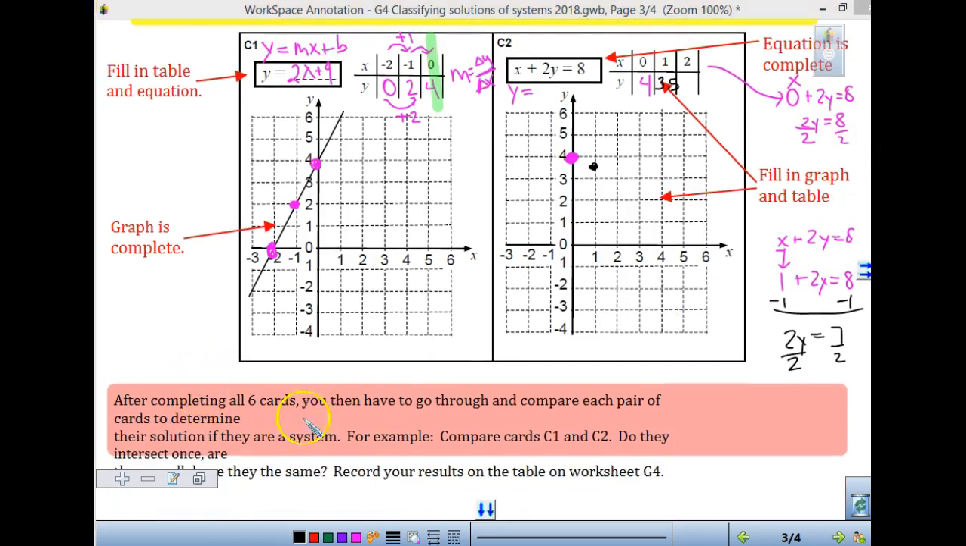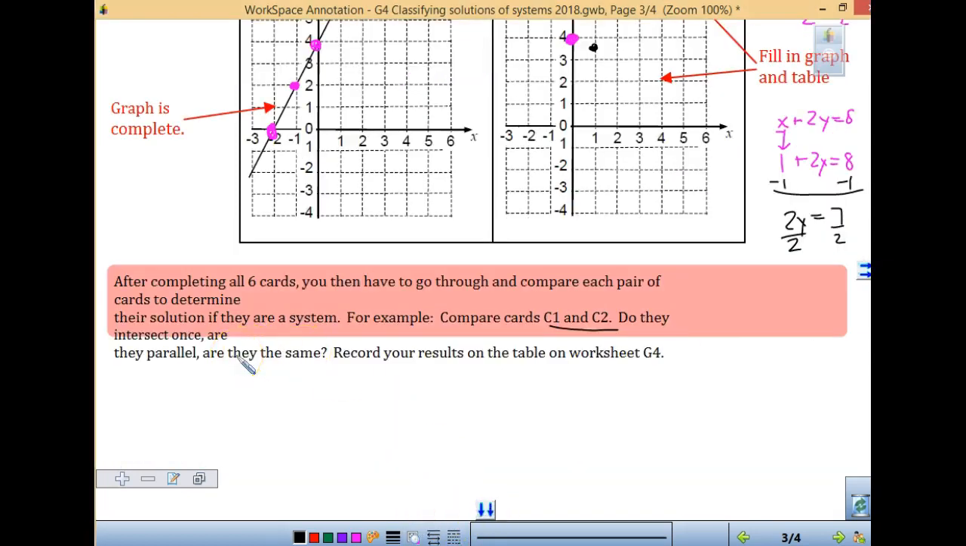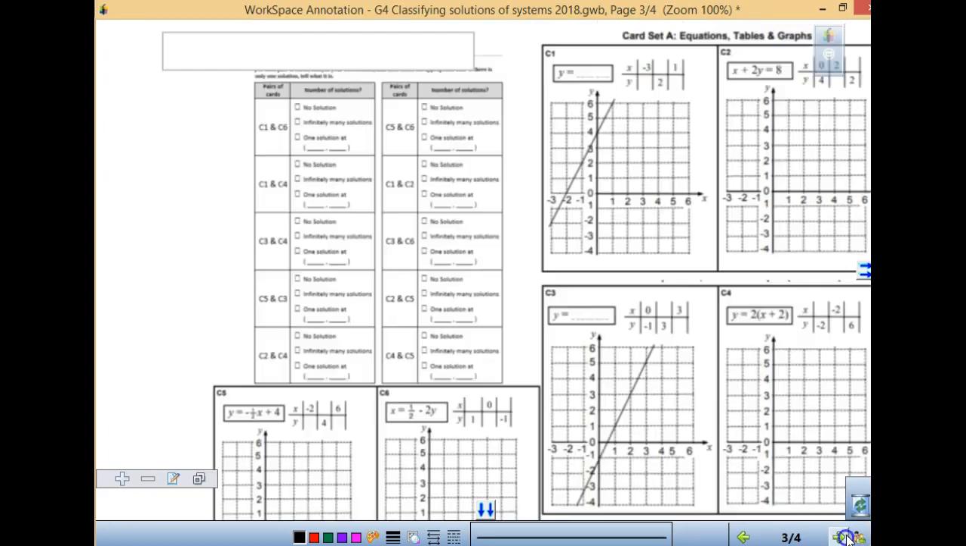It says that after completing all 6 cards, you will go through and compare each of the cards to determine their solutions. For example, I'm going to tell you to pair C1 with C2. You're going to look at those 2 cards and see if there is a solution. If they intersect once, that's going to be our x comma y. If they're parallel, you're going to tell me no solution. And if they are exactly the same, then you're going to put infinitely many.